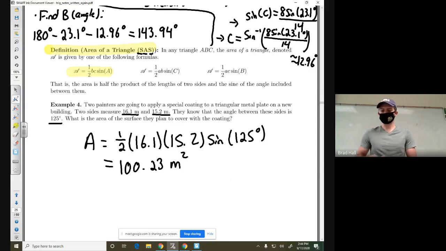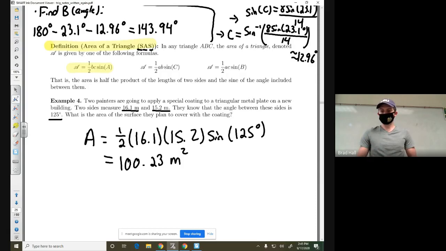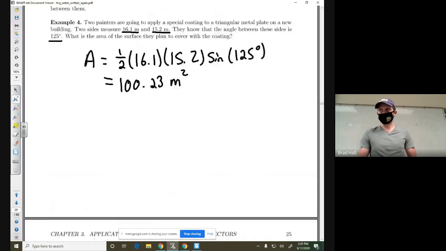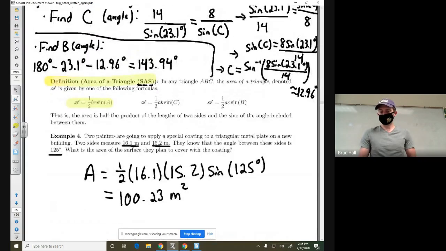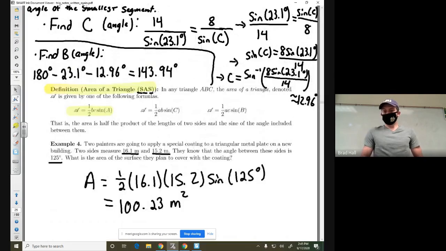Okay, well, that's law of sines. That's really it, just doing all of that. This whole section is just having you practice the law of sines and then some area formula.